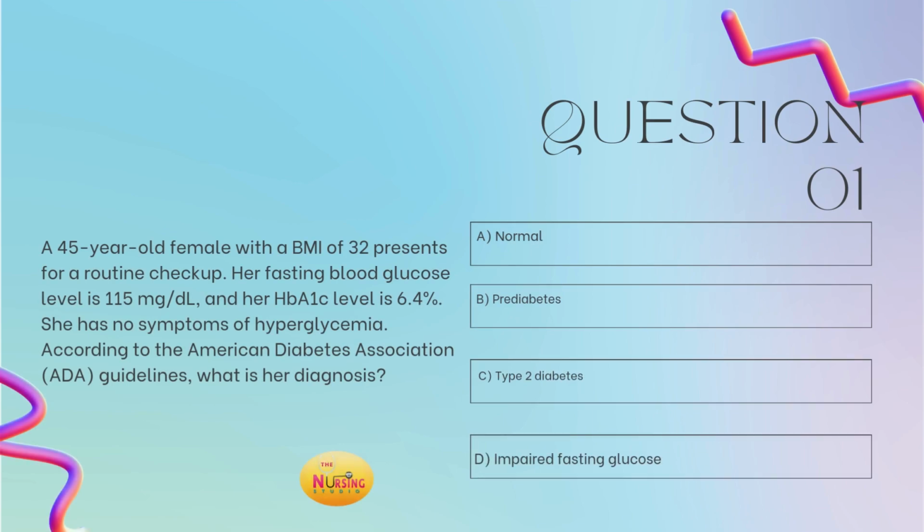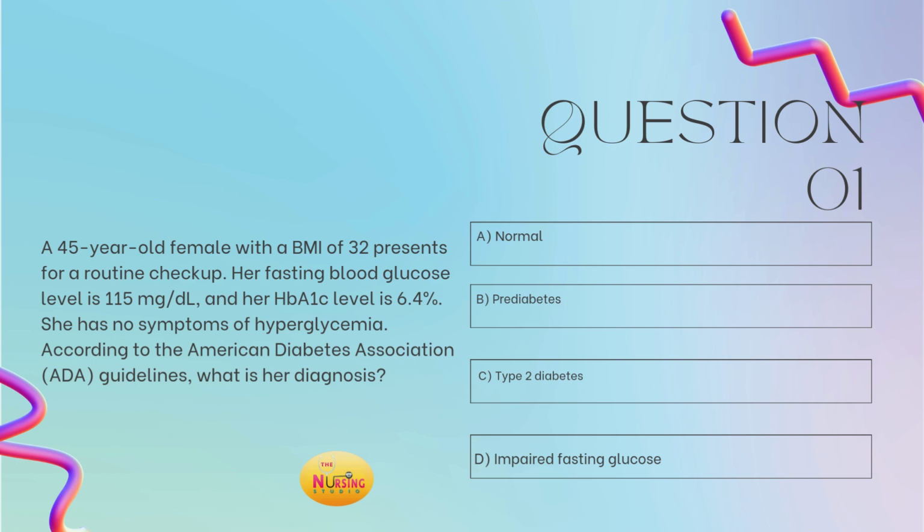Question number one states a 45-year-old female with a BMI of 32 presents for a routine checkup. Her fasting blood glucose level is 115 milligrams per deciliter, and her A1C level is 6.4%. She has no symptoms of hyperglycemia. According to the ADA guidelines, what is her diagnosis? A, normal, B, prediabetes, C, type 2 diabetes, or D, impaired fasting glucose? Take a moment and tell what you got, you guys.